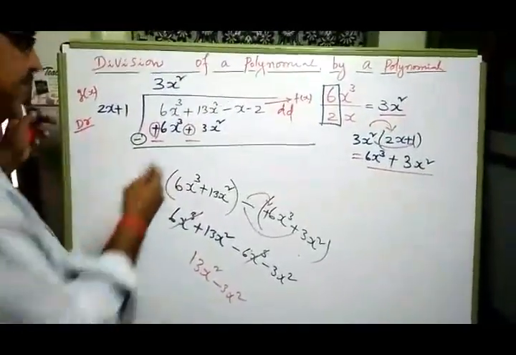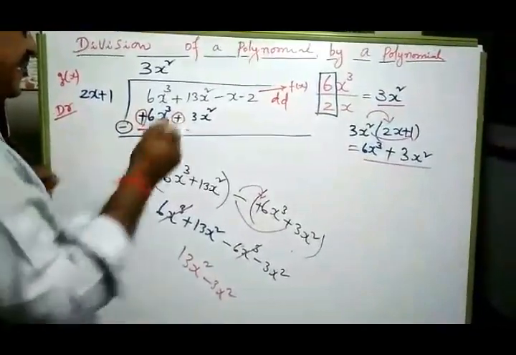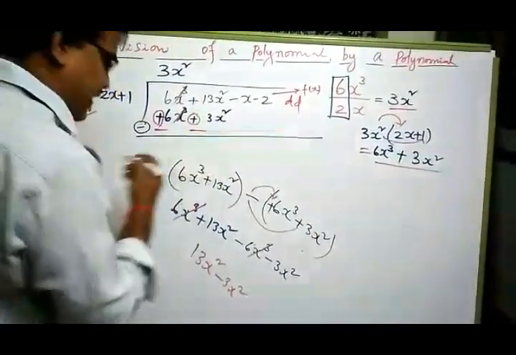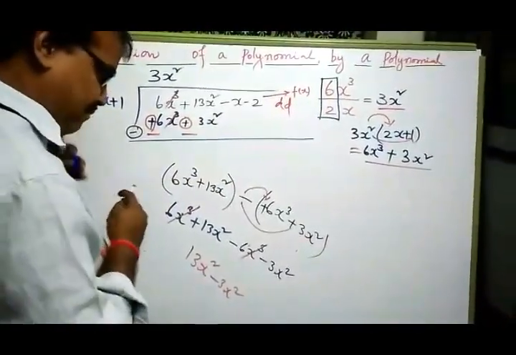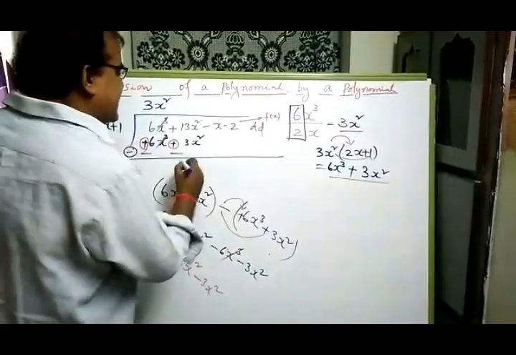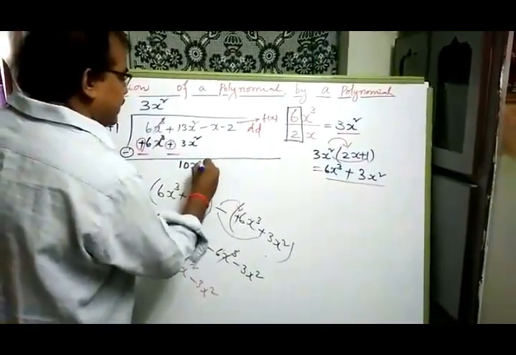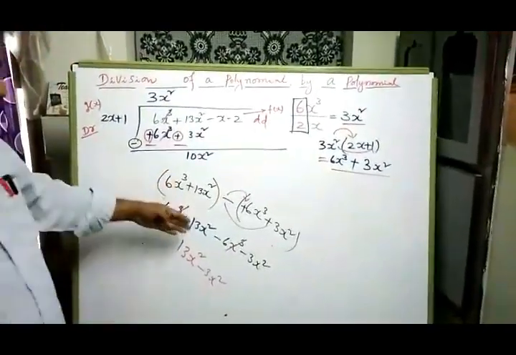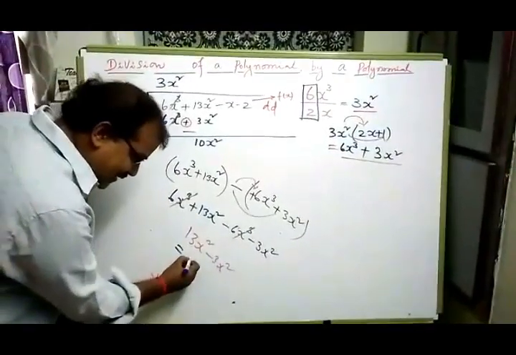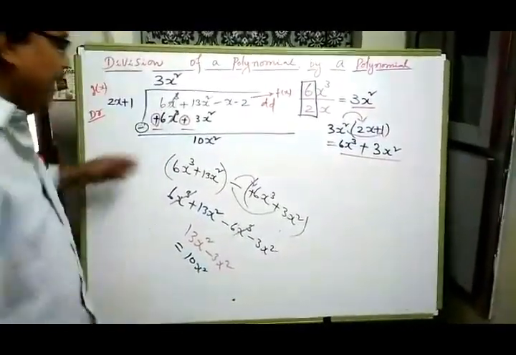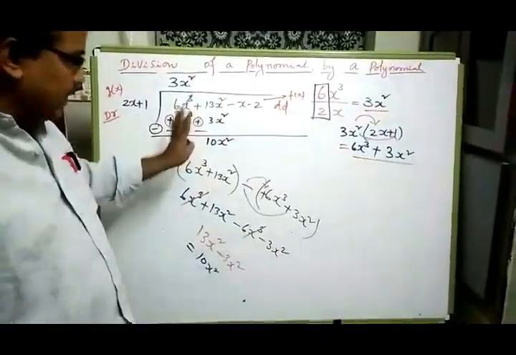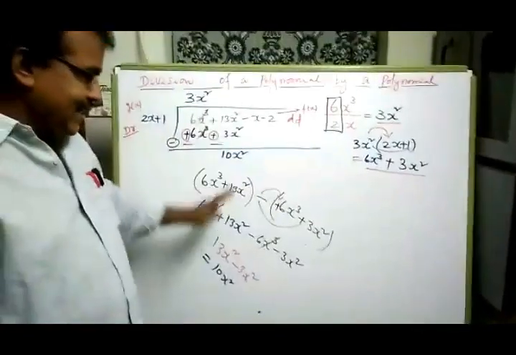Now I am writing 6x cube minus 6x cube is equal to 0. 13x square minus 3x square is equal to 10x square. If you subtract horizontally also, I get 13x square minus 3x square equal to 10x square. If I subtract vertically also, I get the same, but this one is more comfortable. Better you follow this one.